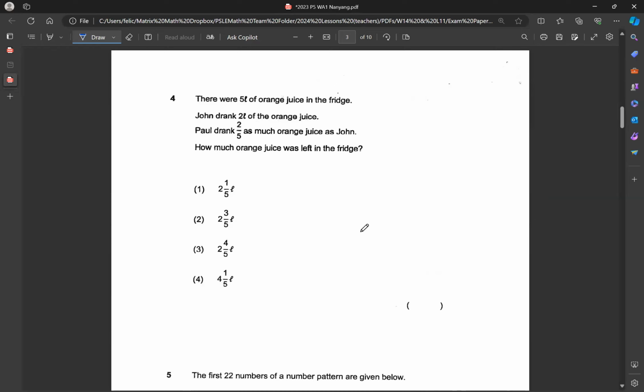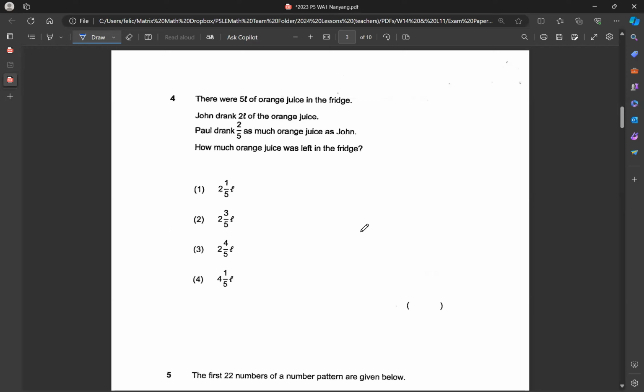Question 4. There were 5 liters of orange juice in the fridge. John drank 2 liters of the juice, and Paul drank 2/5 as much orange juice as John. How much orange juice was left in the fridge?